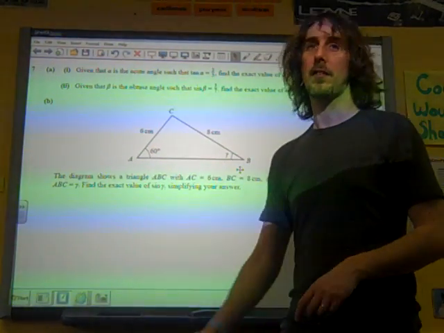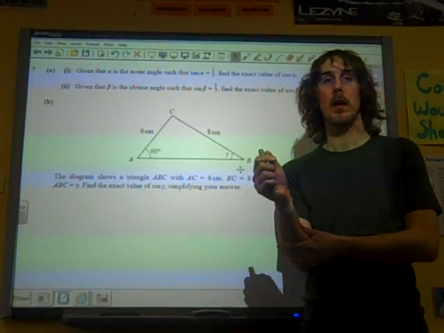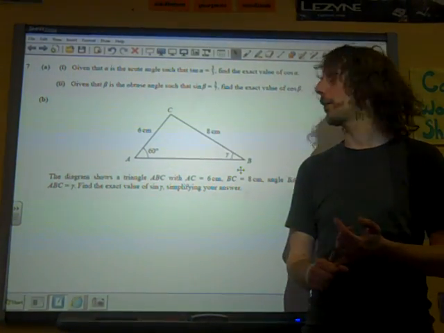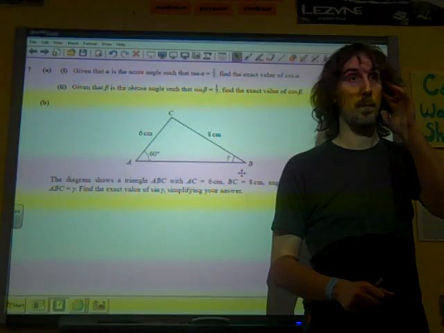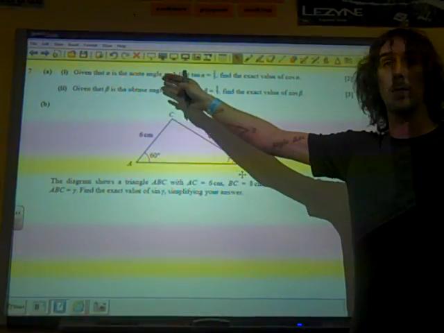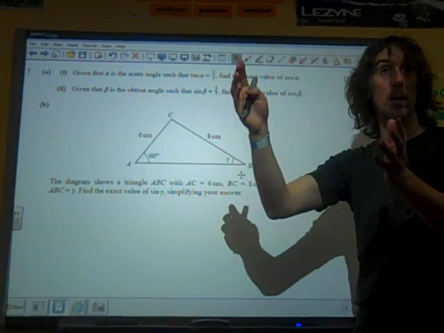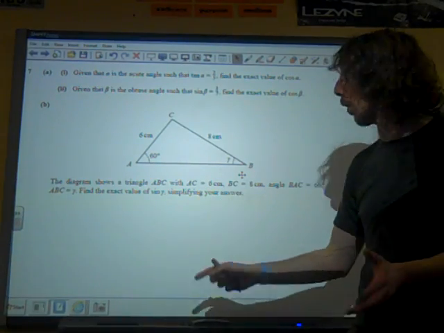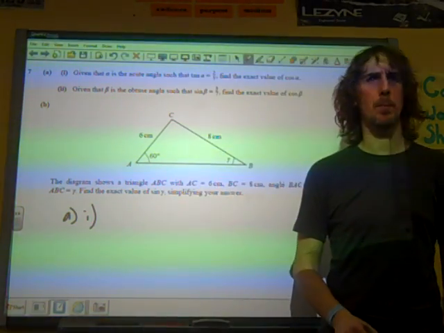Good. Question 7. Given that alpha is an acute angle and that tan alpha is 2/5, find the exact value of cos alpha. Right. The first thing to do is, if alpha is an acute angle, that means between 0 and 90, so there is a right angled triangle in which alpha is. And so for part 1, we may as well keep it really, really simple.